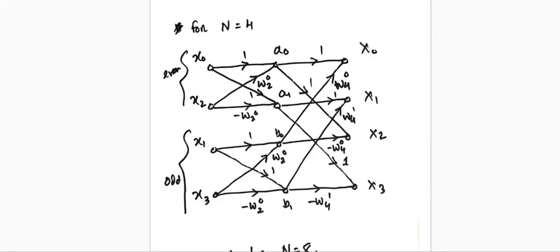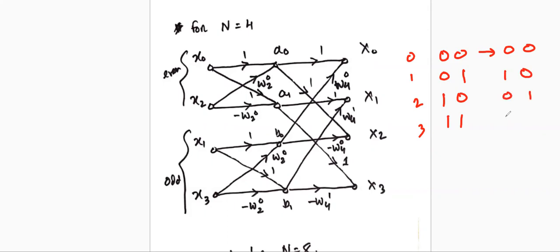Since you have this number like 0, 0, 0, 1, I'm writing in a chronological format of that one. So this is 0, this is 1, this is 2, and this is 3. And now do the folding operation. So 0, 0, this is 1, 0, this is 0, 1, and this is 1, 1.